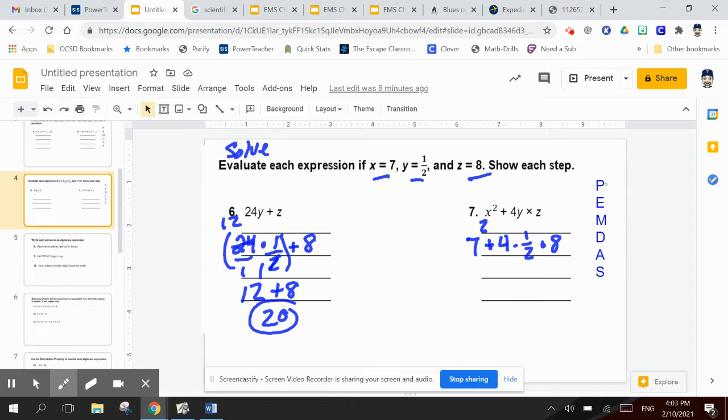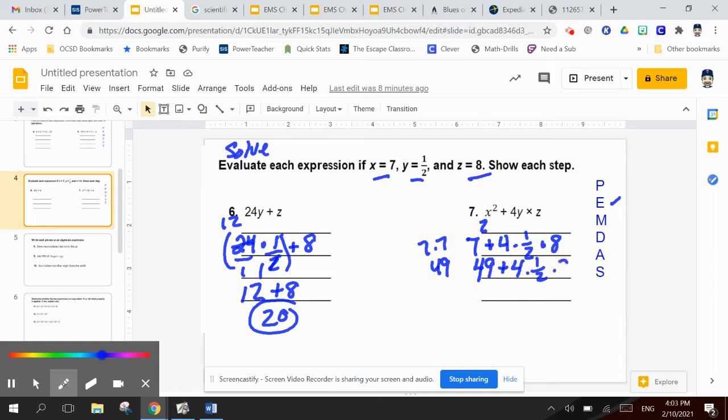So as I go through, there's no parentheses. Exponent, I have one here, so we have to do that one. Check. 7 to the second power is 7 times 7, which is 49. So 49 plus 4 times 1/2 times 8. Any multiplication? Yes. So I have to do this part first. Half of 4 is 2, so I have 49 plus 2 times 8. Multiply again because I have 2 times 8. So I have 49 plus 16.